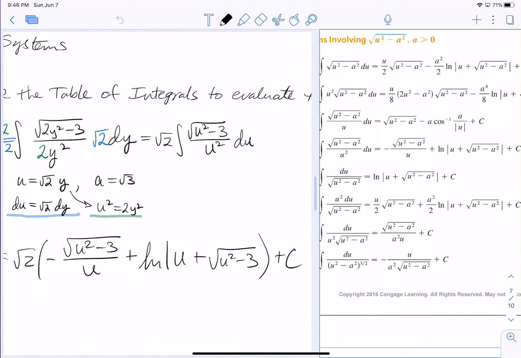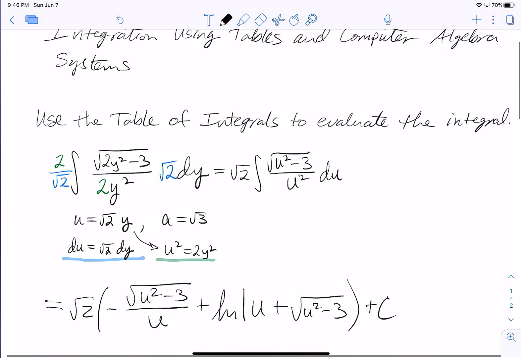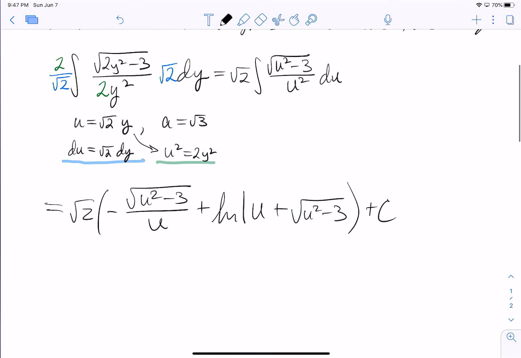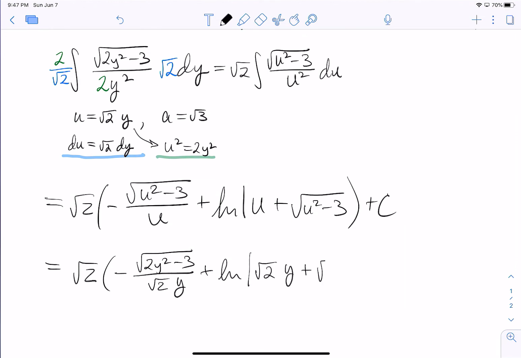Our original exercise was given in terms of y, and so we need to express our answer in terms of y. Back substituting, we have the square root of 2 times the quantity of the negative square root of 2y squared minus 3 divided by the square root of 2 times y plus the natural log of the absolute value of the square root of 2 times y plus the square root of 2y squared minus 3 plus c.